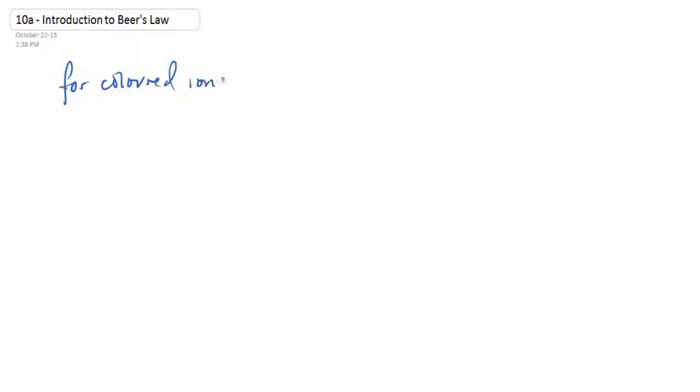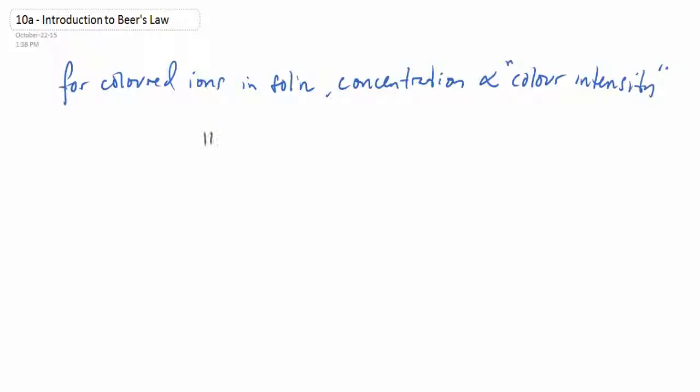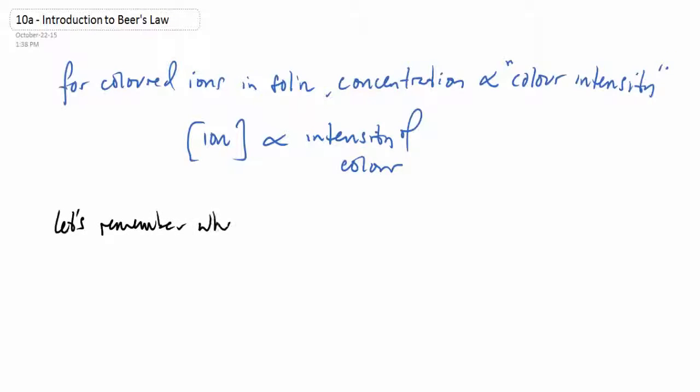So today let's talk about Beer's Law. This is the idea that for colored ions in solution, the concentration of the ions determines the intensity of color in the solution. So the idea is that the concentration of the ions is somehow going to be proportional to this intensity of color. So let's remember what we know about color wheels.